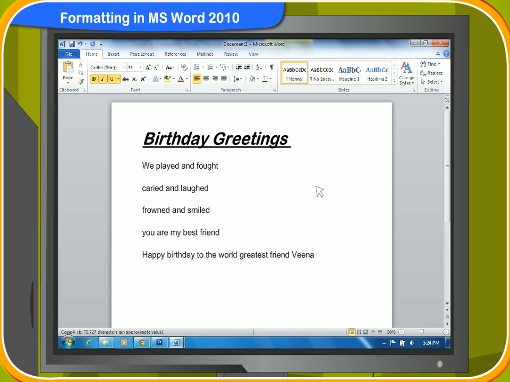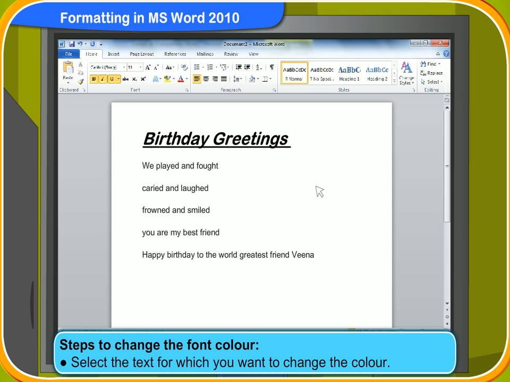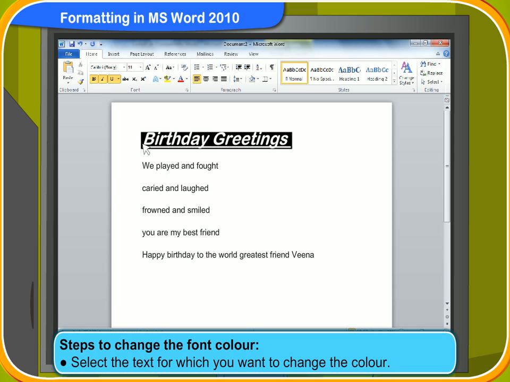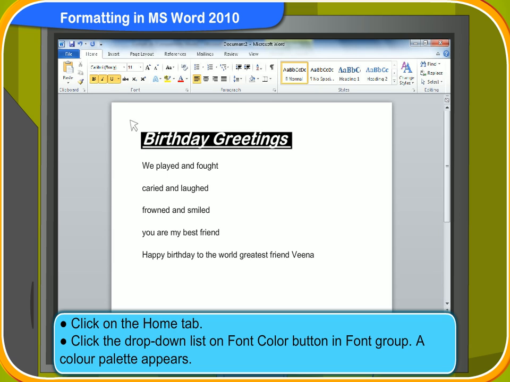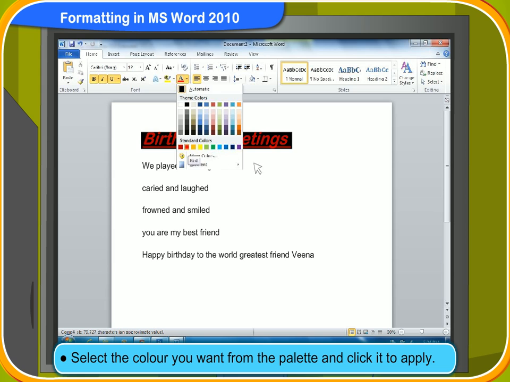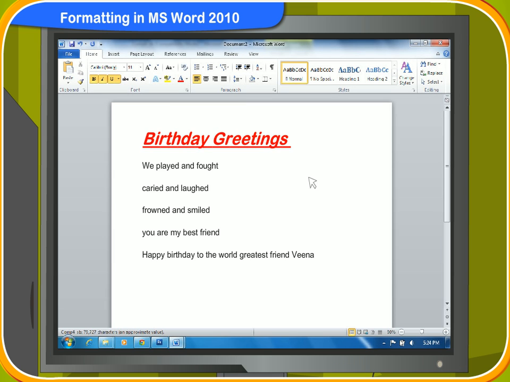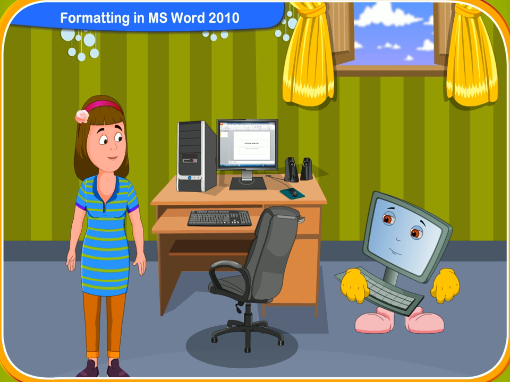How can we change the color of the font? Yes, you can apply different colors to the text. To change the color of the text, first, select the text for which you want to change the color. Click on the Home tab. Click the drop-down list on the Font Color button in the font group. A color palette appears. Select the color you want from the palette and click it to apply. The color of the selected text has changed now.